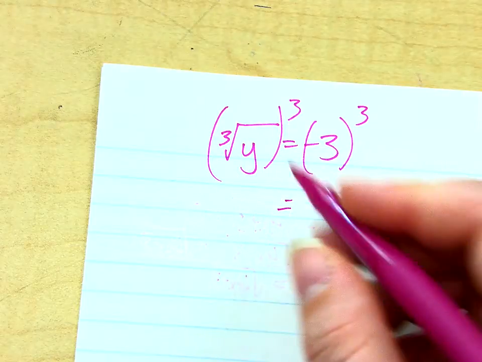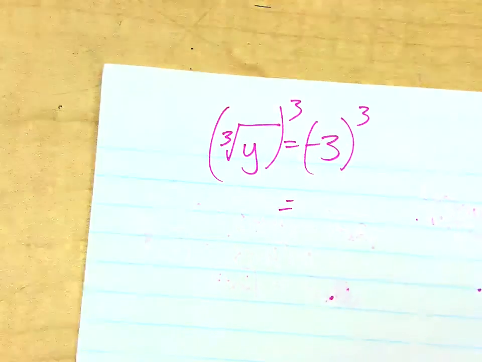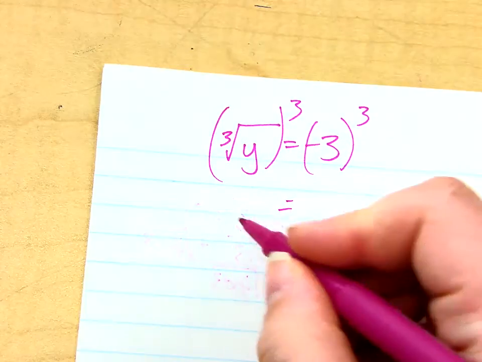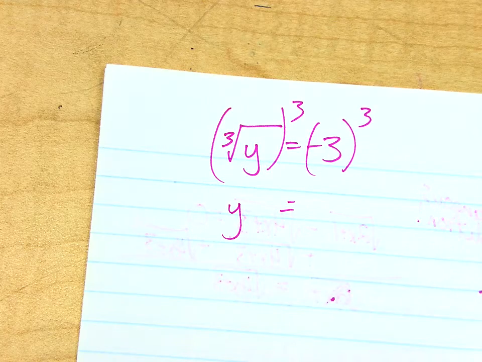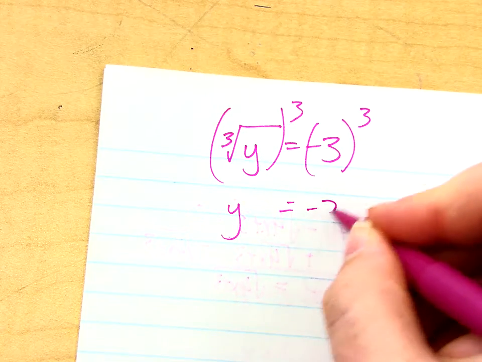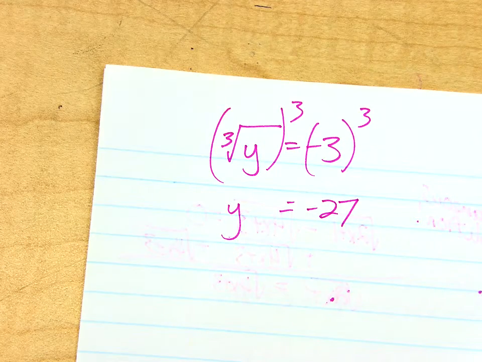So on the left-hand side, what does this whole thing become? Just y, right? If you cube a cube root, it just undoes it. And then on the right-hand side, I just have to do -3 cubed. What's that? -27. You're done. That's it. Let's try and make it a little bit harder, but your process is exactly the same. You're just going to raise both sides to the third power now instead of the second.